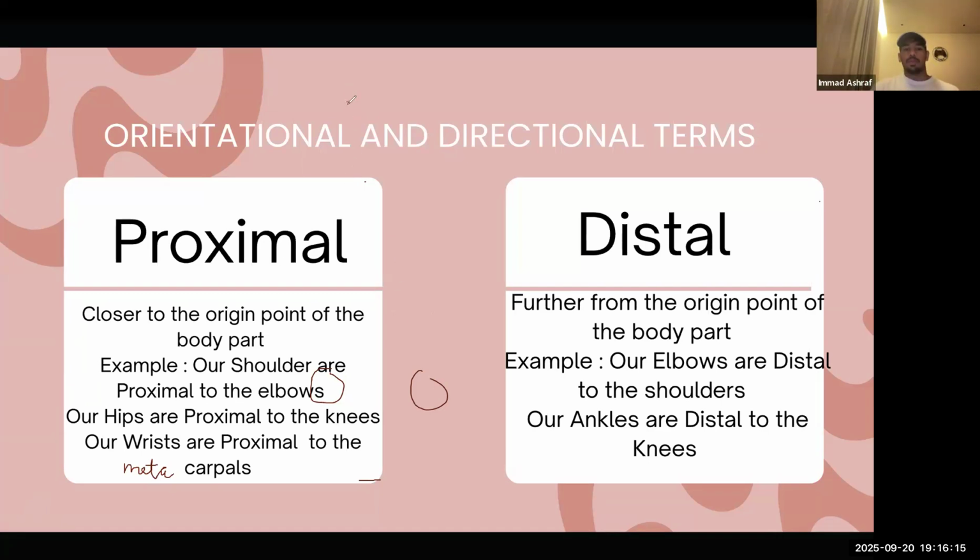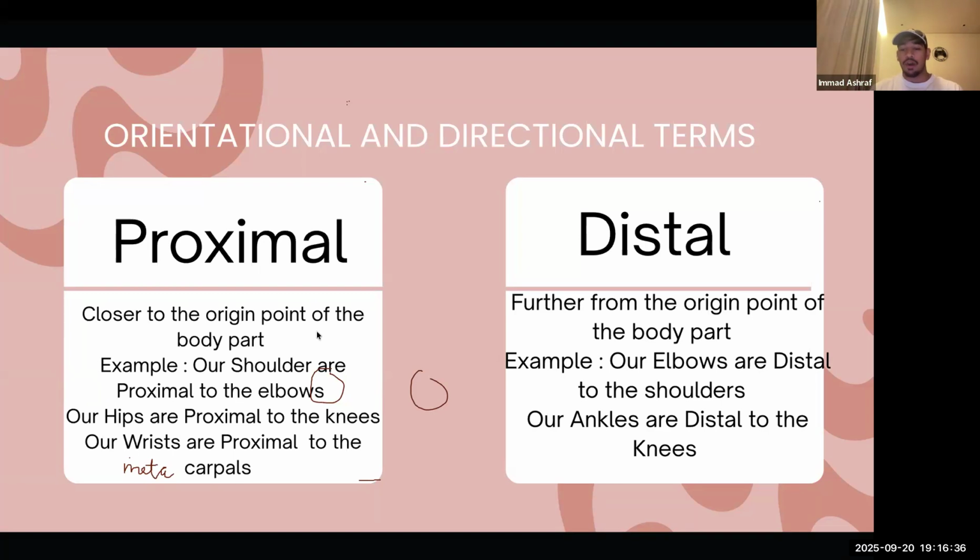Basically, the metacarpals are bones that you have in your hand, and this is your wrist, right? And then these are your metacarpals. So your wrists are proximal because they're the closest thing to the wrist joint, and the metacarpals, which are these, are further. They're after the wrist, so they're distal.